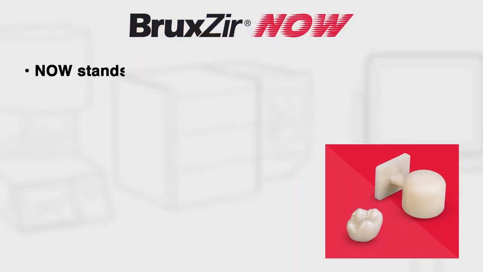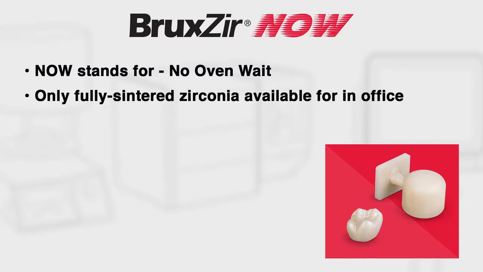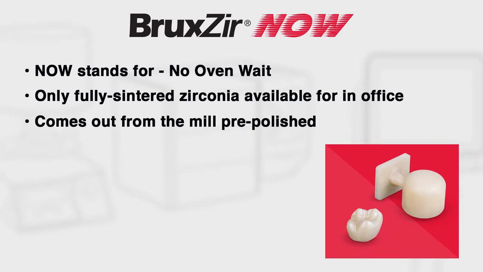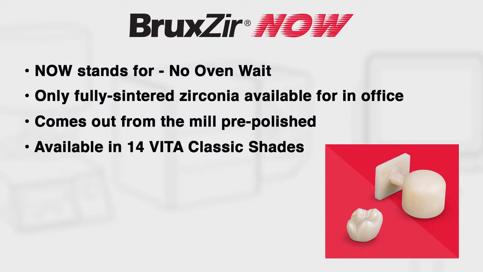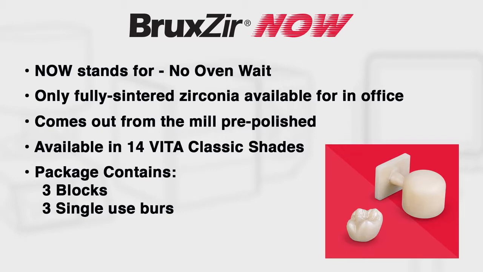Next is Bruxer Now. Now stands for no oven wait, meaning no sintering is required. This is the only fully sintered zirconia available chairside. It comes out of the mill pre-polished to a natural tooth-like satin luster, which can be additionally polished if so desired. Available in 14 Vita Classic shades, the package comes with 3 blocks, 3 single-use specialized diamond burrs.